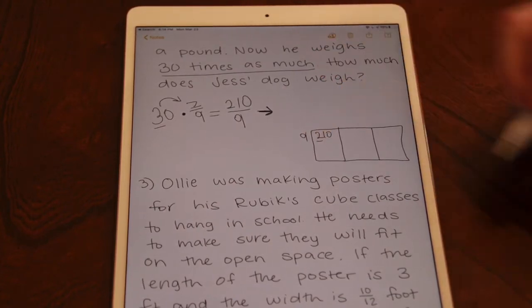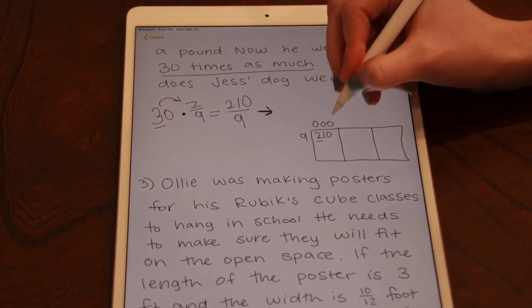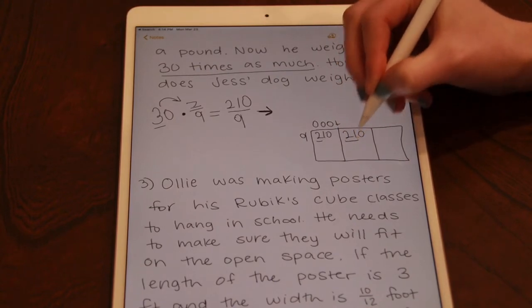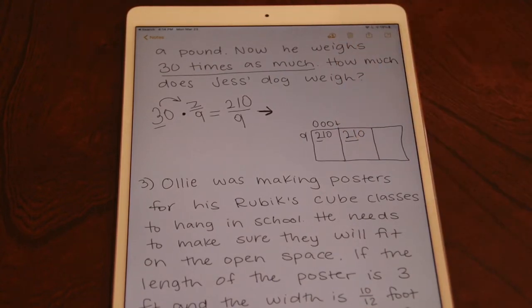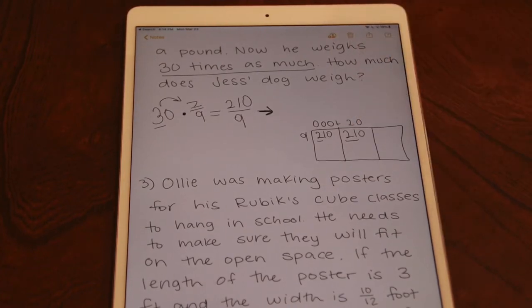I look at the hundreds place first. Can 9 fit into 2? No, it can't. So I put my zeros up top, and I bring it on over. Now I look at my hundreds and my tens. Can 9 fit into 21? Well, let's see. 9, 18. Oh, it can't go any further, so it went in twice. So that would be 20.